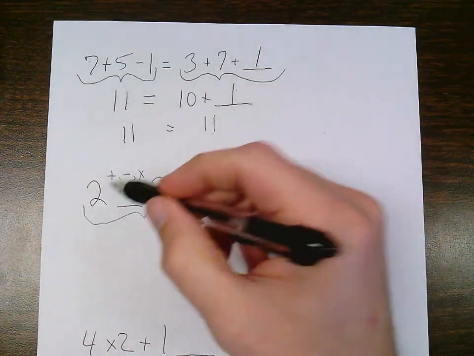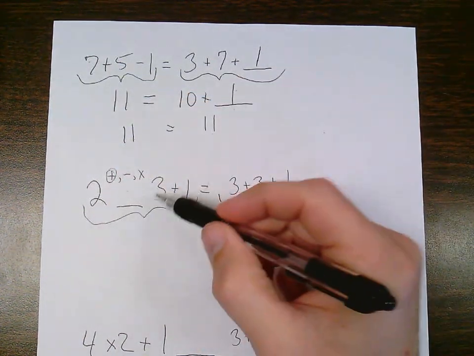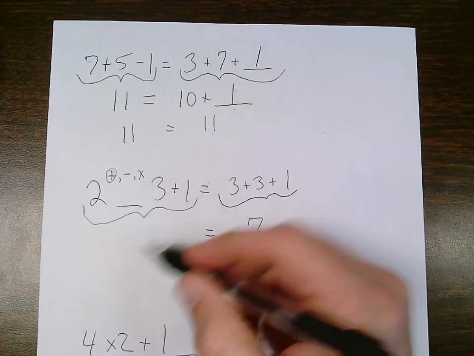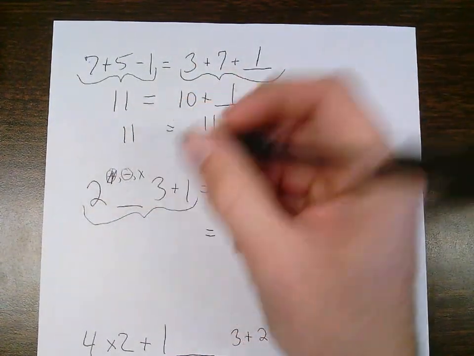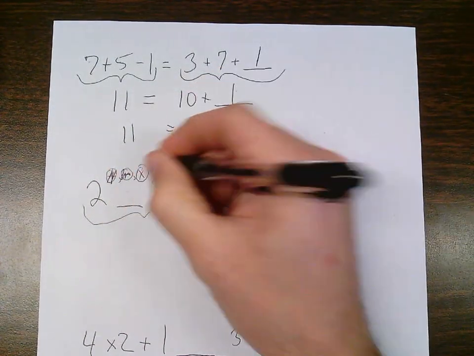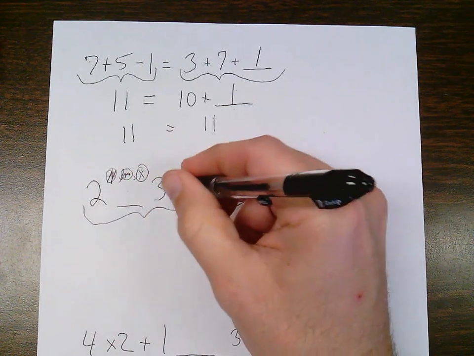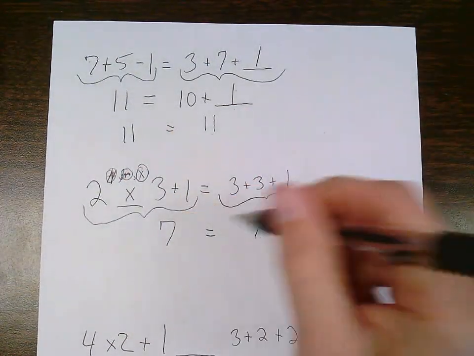If it's plus, 2 plus 3 is 5, plus 1 is 6. 6 doesn't equal 7, so that can't be it. Is it minus? 2 minus 3 I can't do, so that's not it. Is it times? 2 times 3 is 6, plus 1 is 7. That works. That gives me my 7 equals 7.